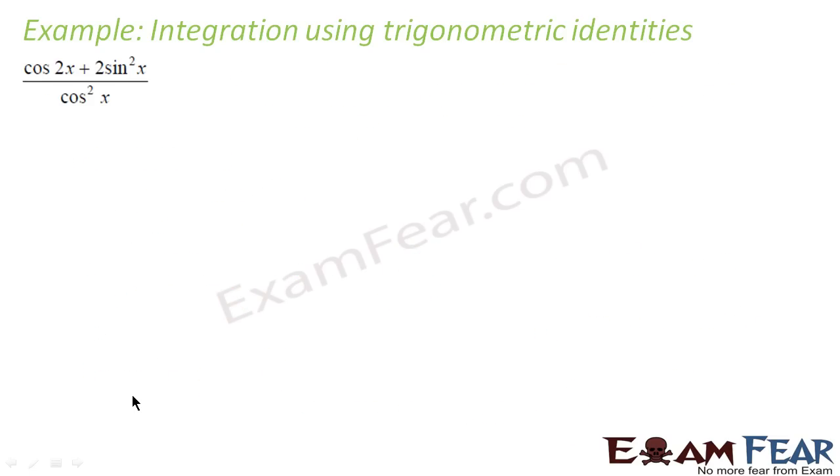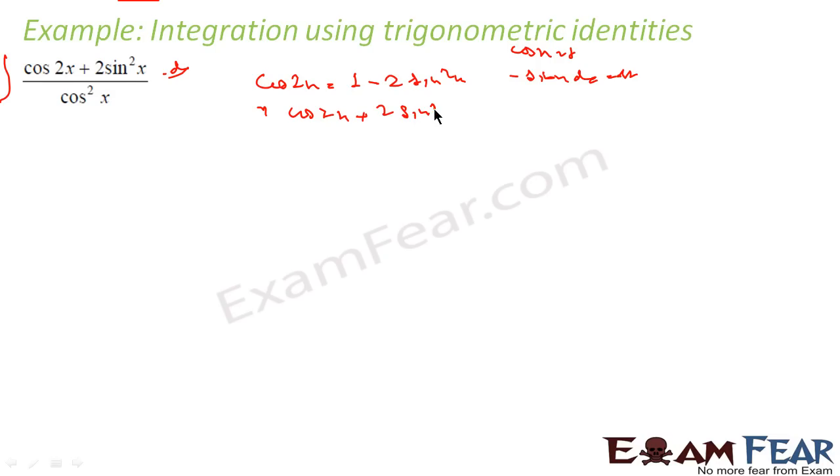Let's take one more example. Cos 2x plus 2 sin square x by cos square x. So here also, if you use cos x as t, I'll get minus sin x dx as dt. I don't have this kind of structure here. Let's try to simplify this. This is cos 2x and this is sin square x. Do I have a relation between cos 2x and sin square x? Yes. I know cos 2x is nothing but 1 minus 2 sin square x. That is, cos 2x plus 2 sin square x is equal to 1. This is something I know.